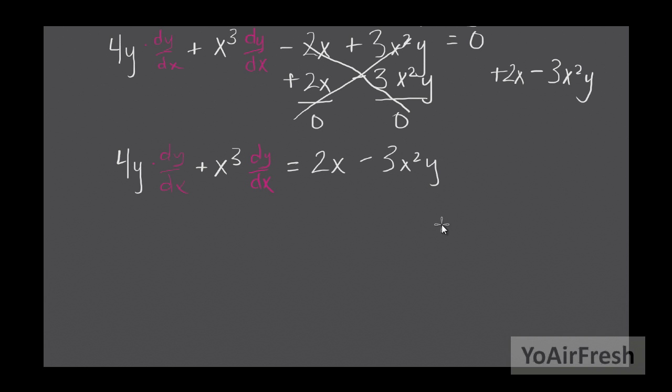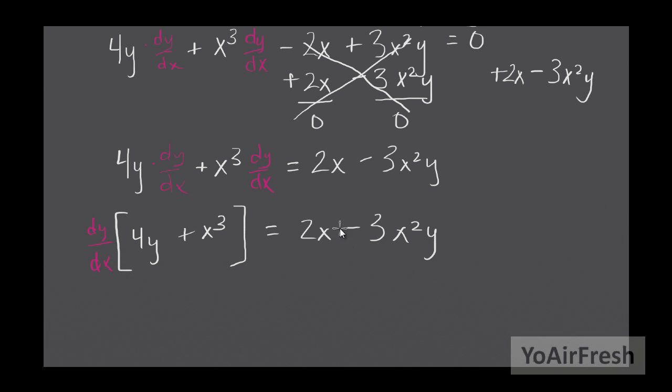Alright, one of the last steps here is we need to factor out the dy dx. Now that we have the dy dx on one side, we can do so. So the best way to do it is to write it like this. Dy dx, and then in parentheses, if you want to do it out and show all your work, we've got the 4y plus the x cubed. We are factoring that out from each term, equals the 2x minus the 3x squared y.